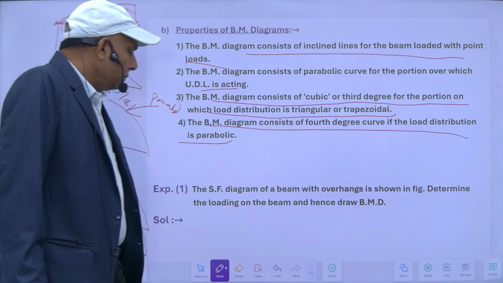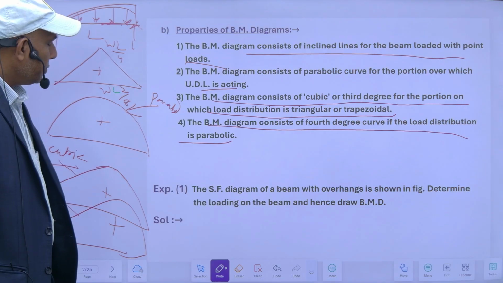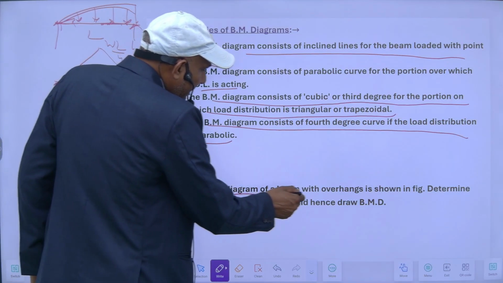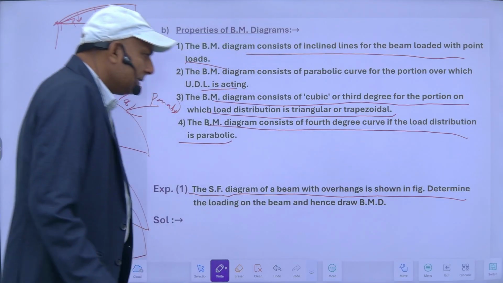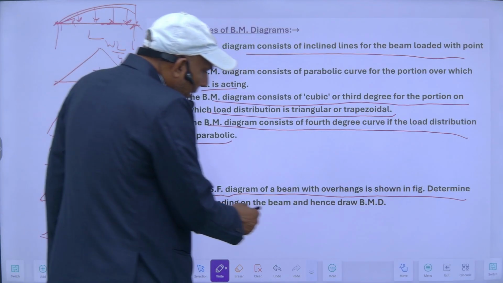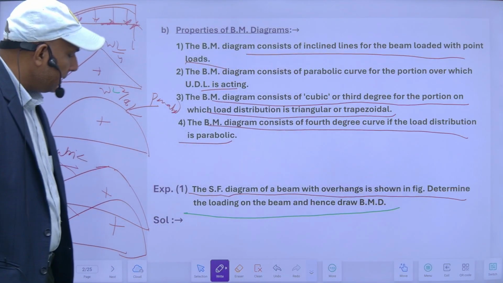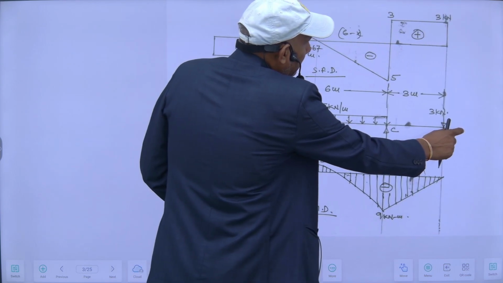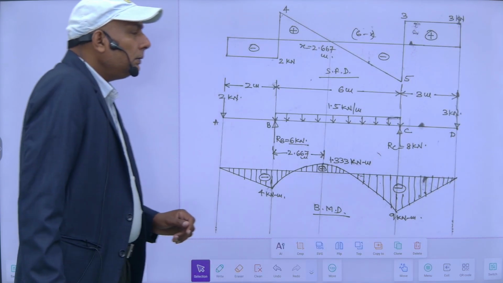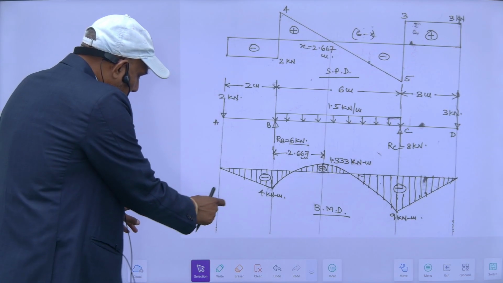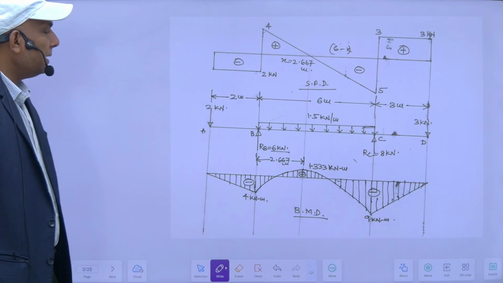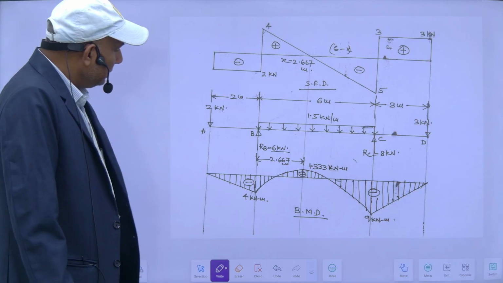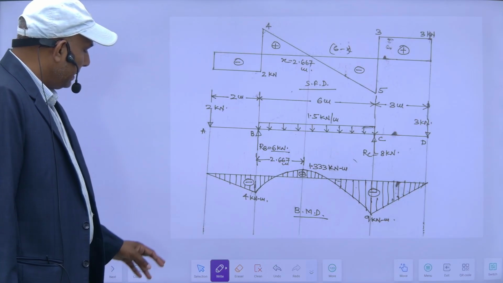Let's start to understand the things by illustrating the numericals. So let's take the first numerical. The shear force diagram for a beam with overhang is shown in a figure. Determine the loading on the beam, and hence draw the bending moment diagram. So this is my shear force diagram, and with this shear force diagram I have to draw its loading diagram as well as its bending moment diagram.